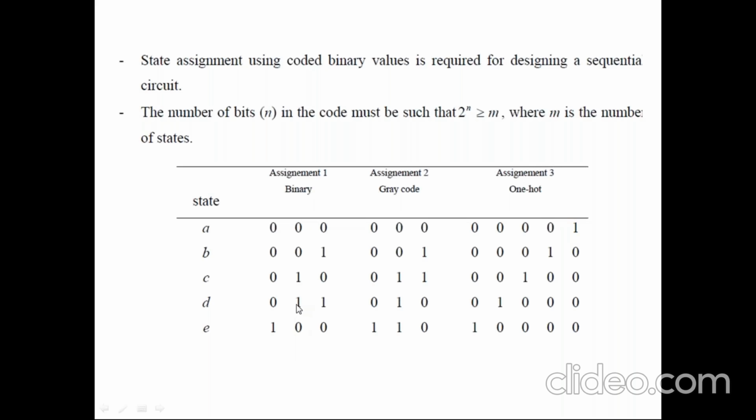Or else I can go for some other type of assignments. In this particular case they are taking gray code. Gray code, as you know, the speciality here is that if you move from any number to any other number, only 1 bit of change you can observe. So that assignment also you can take into consideration for assigning binary values to the states.